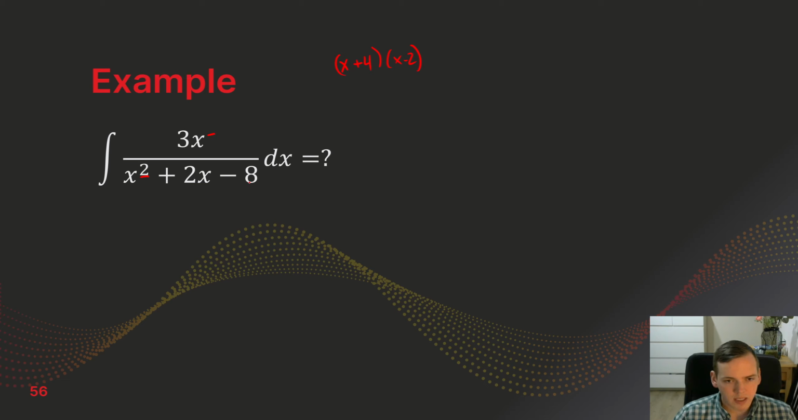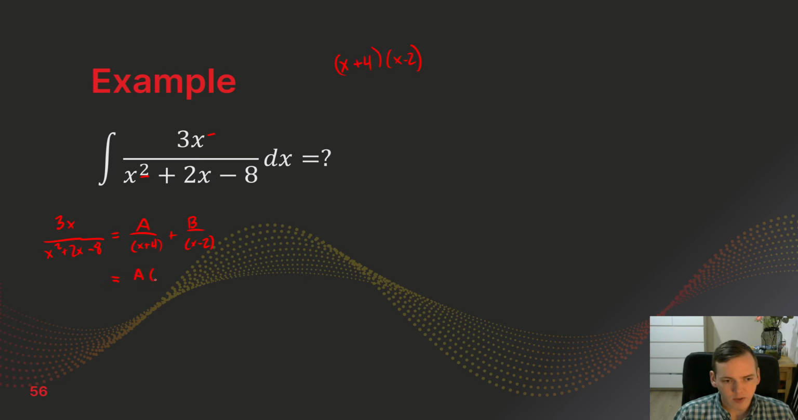We're going to start by saying that 3x over x squared plus 2x minus 8 is equal to some unknown A over x plus 4 plus some unknown B over x minus 2. Again, that's because the properties of algebra say that if the denominator of this fraction can be factored, there has to be some A and some B that makes this hold true. So now our goal is to find what those A and B are.